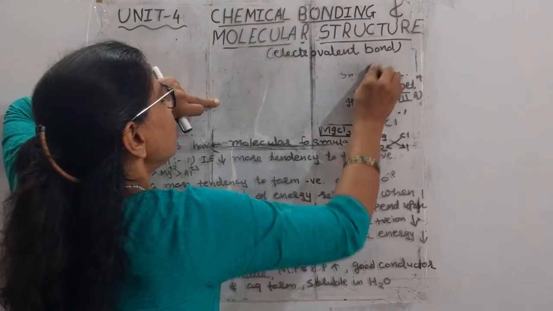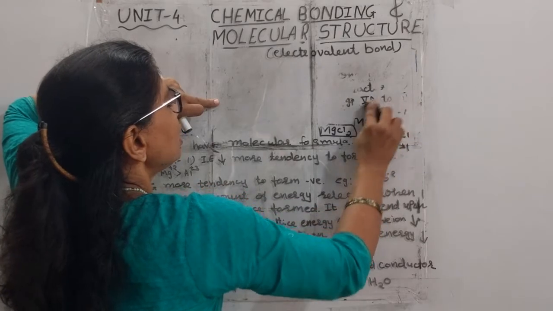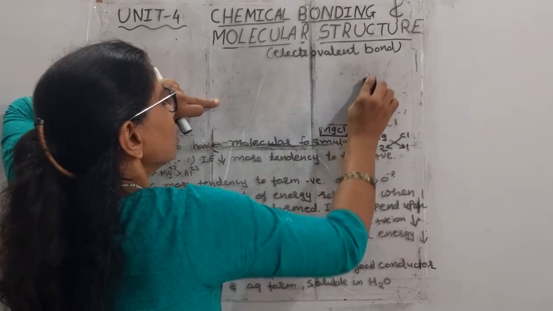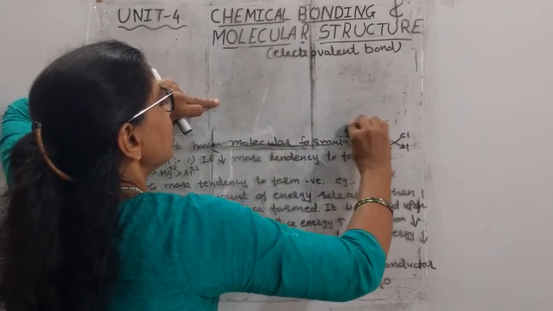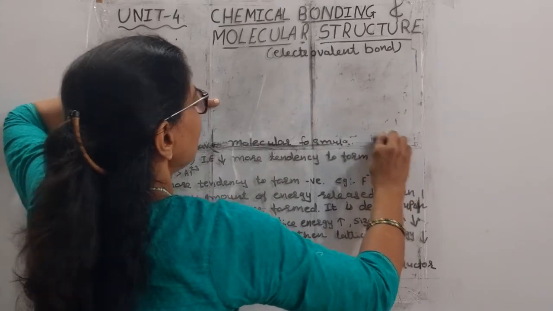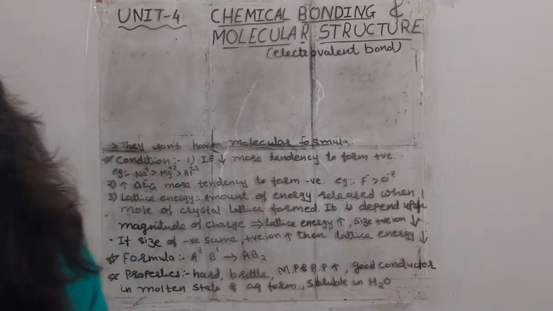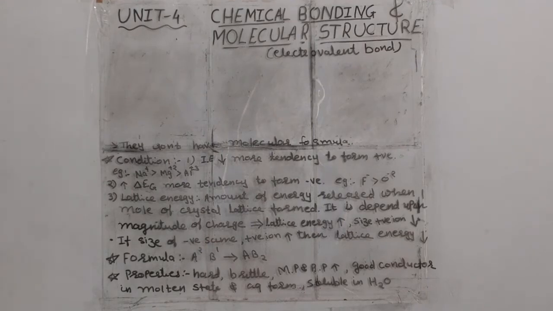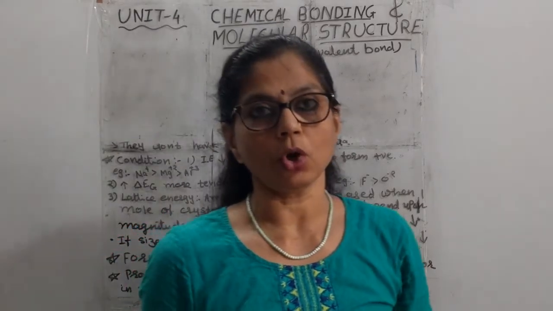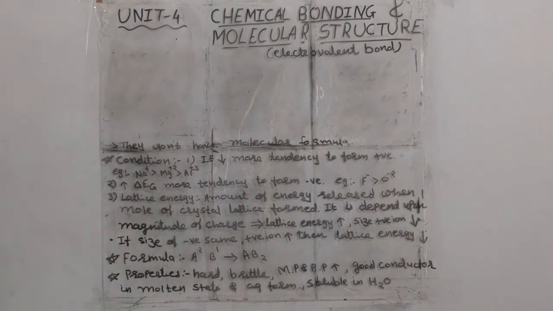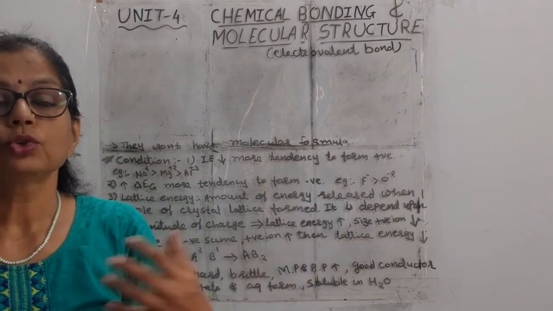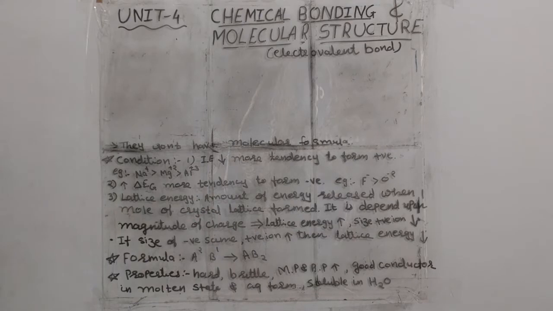If the electron donating capacity is more, then that energy is the ionization energy or ionization enthalpy. So ionization enthalpy, we can say that amount of energy required to remove an electron. Amount of energy required to remove an electron from the valence shell of the isolated gaseous atom.